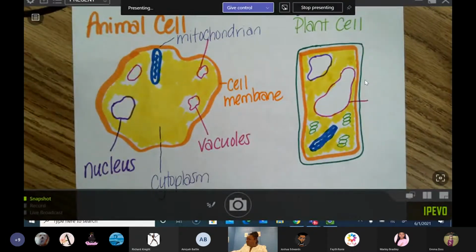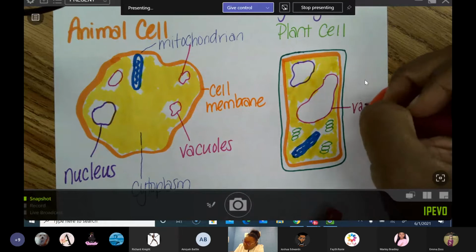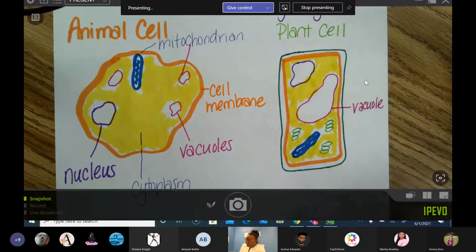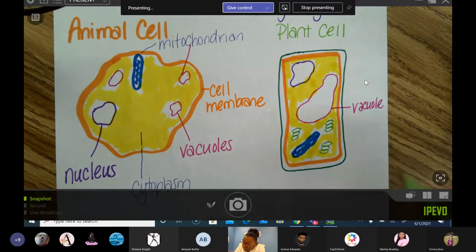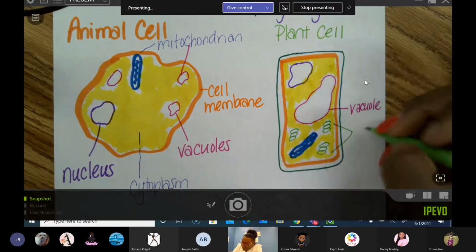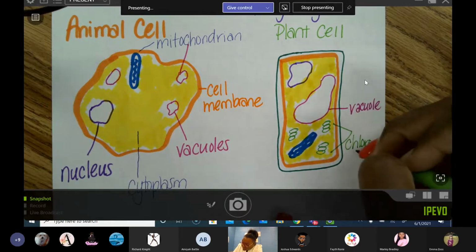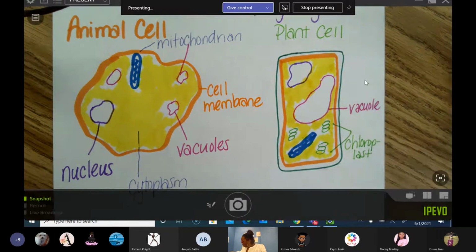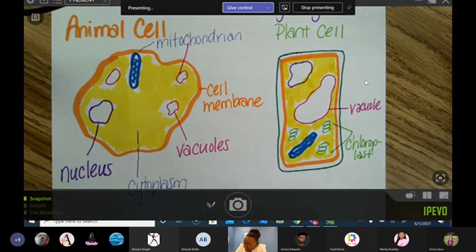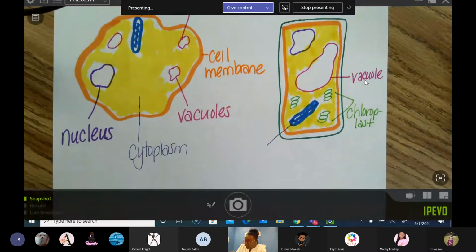And now let's label each of these structures. This larger structure here is called the vacuole. These green structures here are known as the chloroplast. Couldn't get that all on one line. The blue structure here is the mitochondrion.